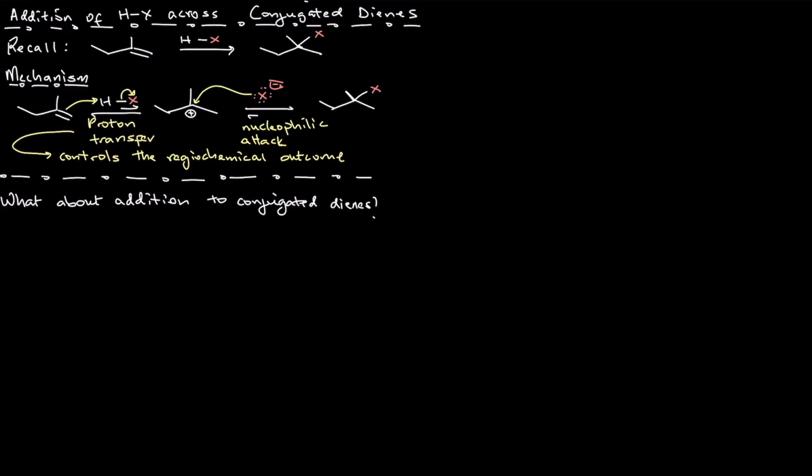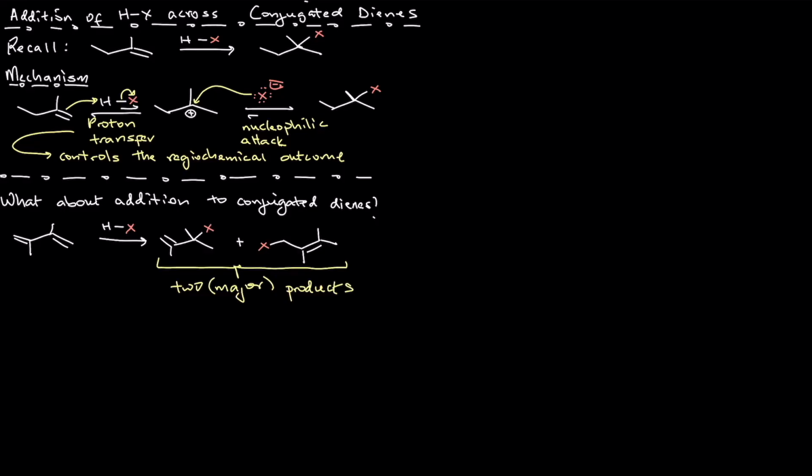But what about if you had to do an addition to a conjugated diene? For example, what happens if we treat this diene with hydrogen halide? In this case, two major products are actually formed in the course of this reaction. So why is that the case? Why do we get two products here?